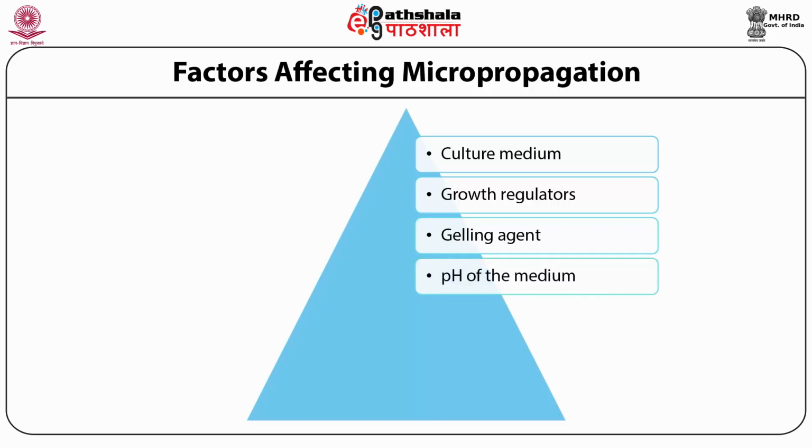pH of the media again plays a very important role. We normally choose 5.8 because at this pH, most of the salts remain available to the plant for growth, as well as the media solidifies properly. I like to mention that sometimes when you add chemicals like 2iP, the pH of the media immediately changes. pH of the media might change after autoclaving as well, and thus if you face any problem in solidification of agar, please check the pH.